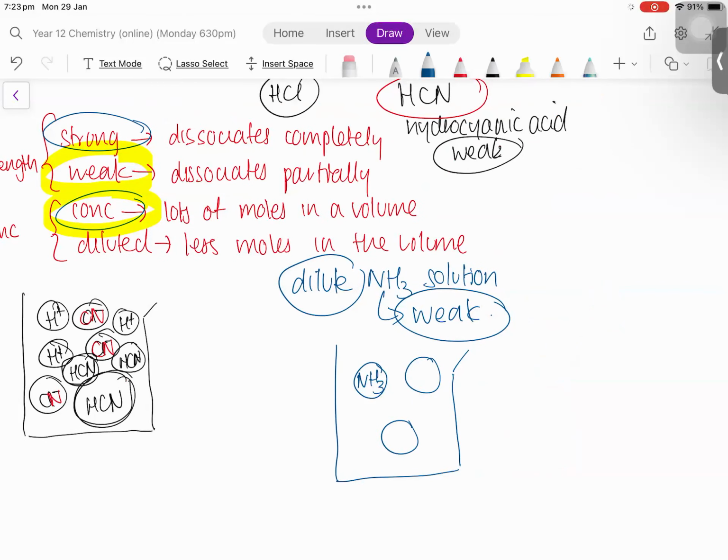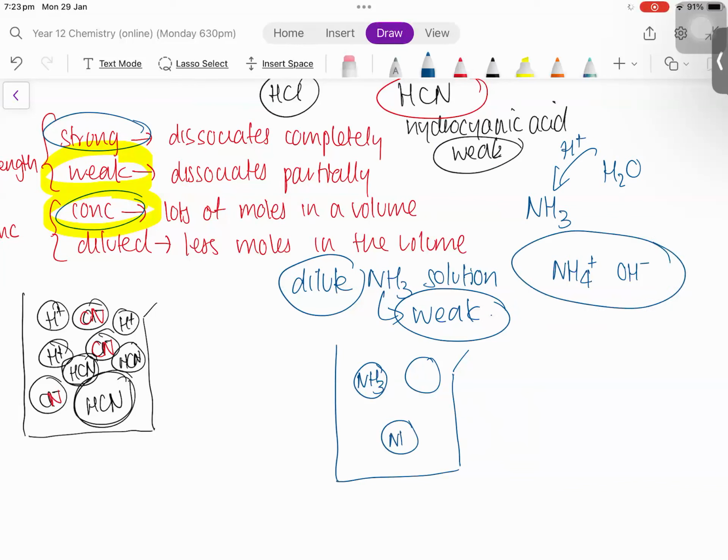NH3 is a weak base. And Elena, what does a base do again? Does it take a proton or does it give a proton? Yeah, a base takes a proton. So if I had water, it would take a proton. Then NH3 would turn into NH4 plus, and water would be left as OH minus. So these are the ions that I want to put in. This would be NH4 plus, and this would be OH minus. So this, guys, is your weak and dilute base.